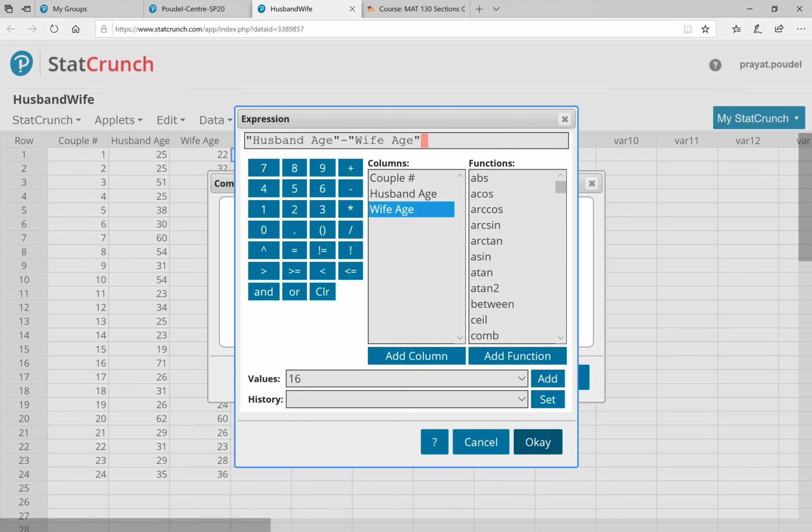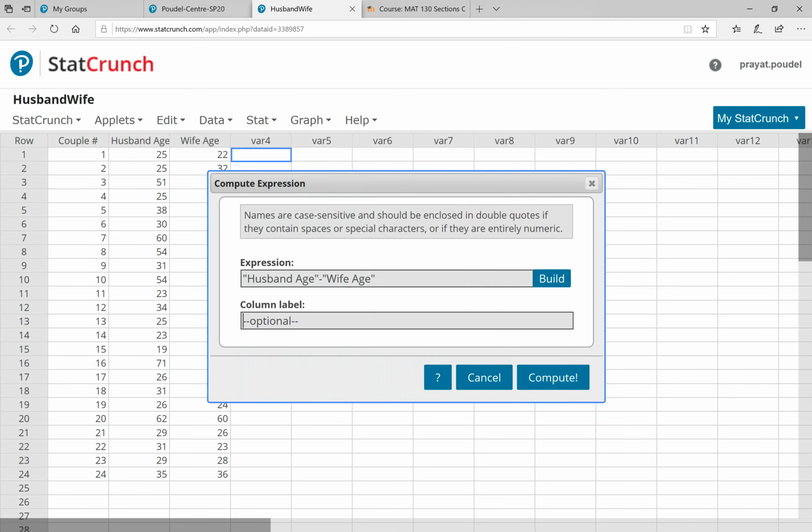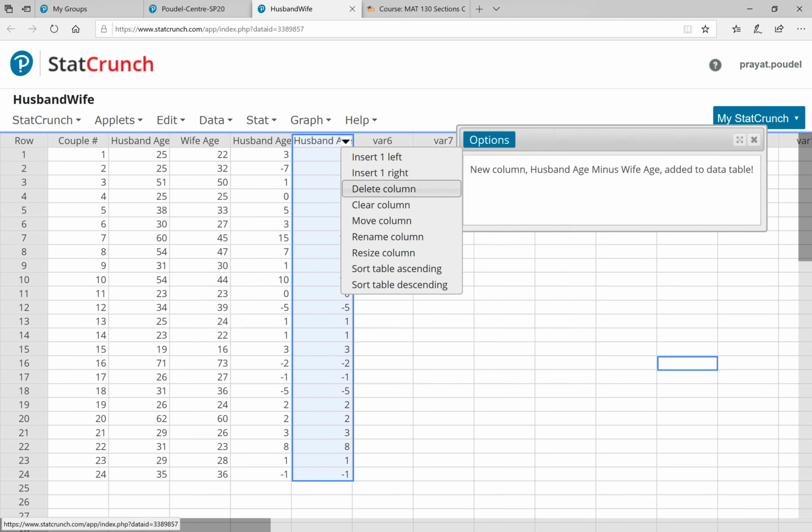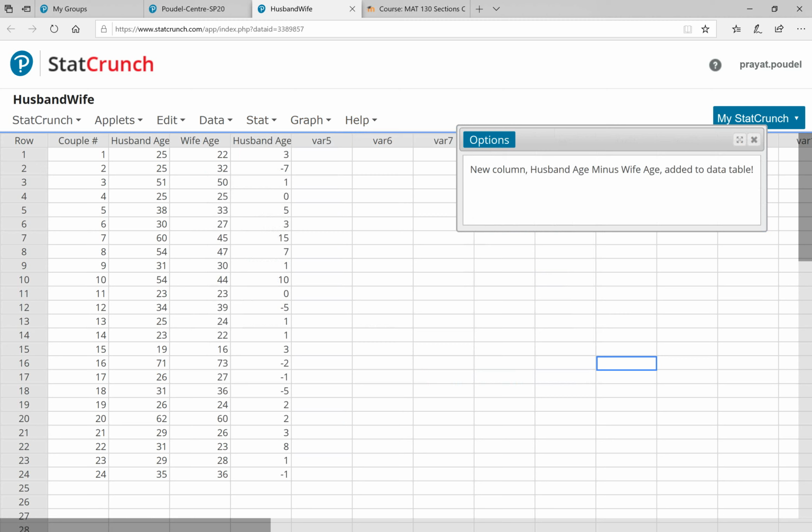And we're going to call this column husband age minus wife age. And we're going to go ahead and compute this. I don't know why I computed 2, but let's just delete this column here. So that's the husband age and the wife age.